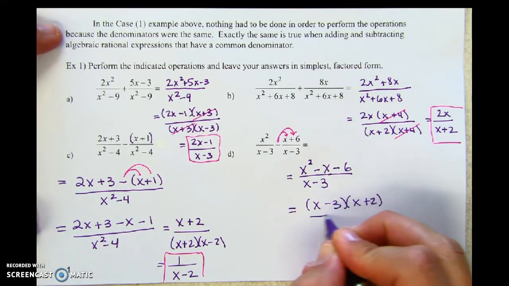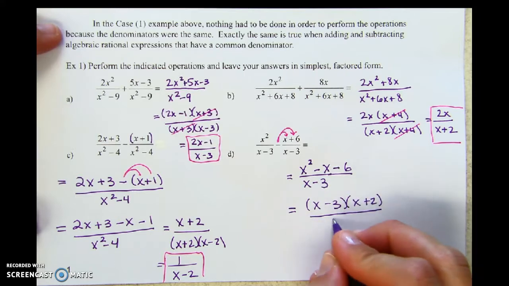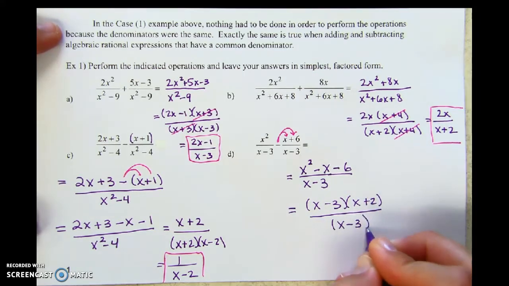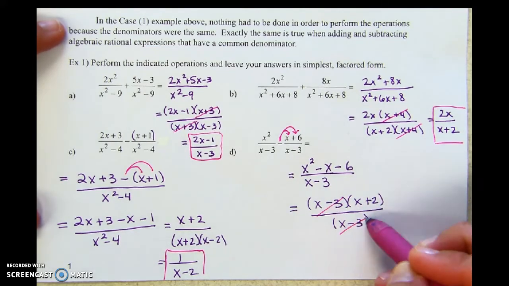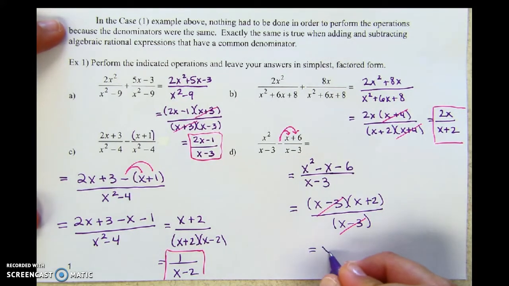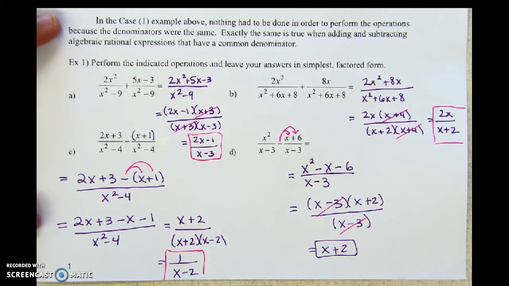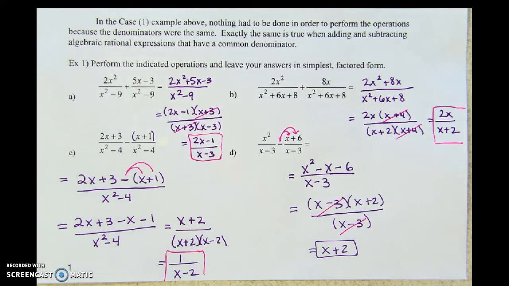Multiplies to get -6, but adds to get a -1. Do we have a common factor? Yeah. Why did I put that in parentheses? No reason. Final answer is x plus 2, and it looks like we're just ignoring restricted values for this lesson. Okay, pretty easy if the denominator is the same, right?